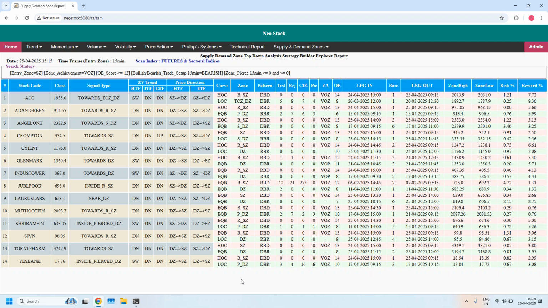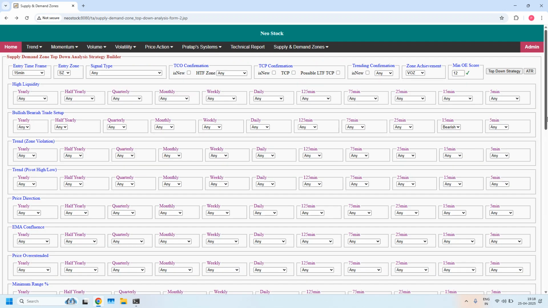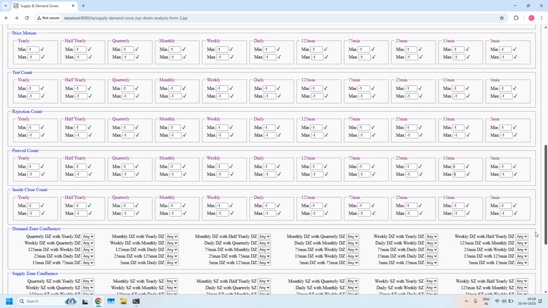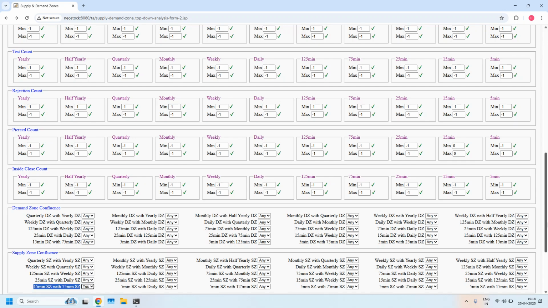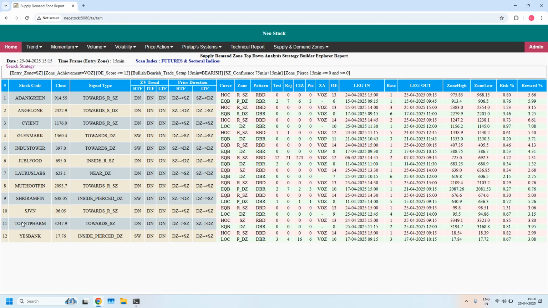Okay, first filter is LTF and ITF supply zone confluence. That is 15 minutes and 75 minutes supply zone confluence. I am enabling that filter. Now the list has come down to 12 stocks. In these 12 stocks, all these 15 minute supply zones are overlapped with 75 minute supply zone. And 75 minutes trend is down in all these stocks.